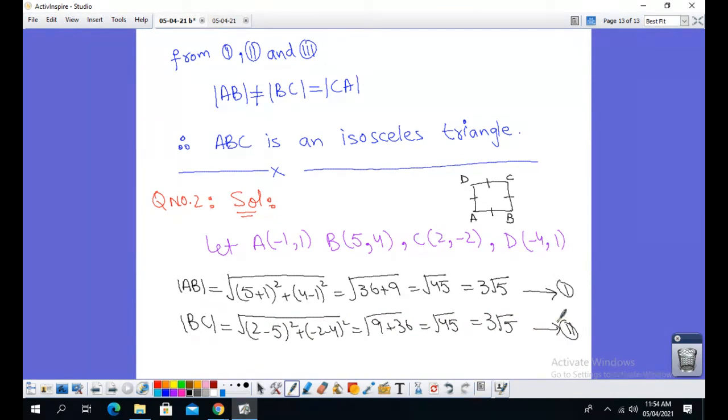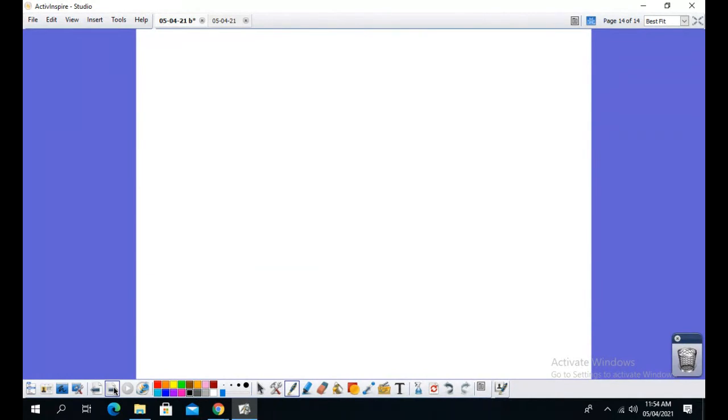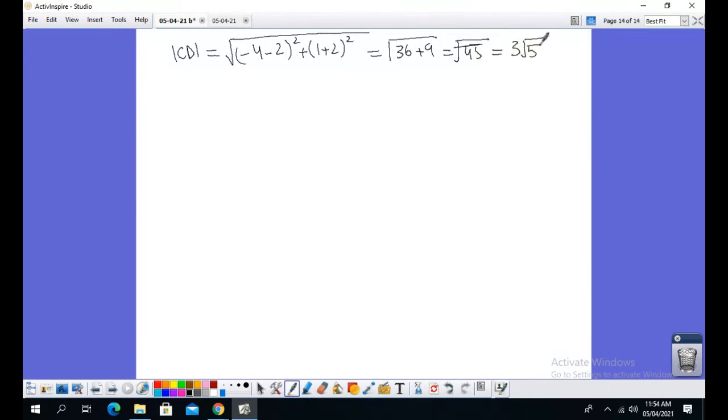On a similar pattern, when we move onward, first we took distance AB and then BC and now CD. The distance between C and D, we take x2 minus x1 plus y2 minus y1, that becomes 36 plus 9, which means square root 45, again square root of 45 means 3 square root 5. We call it equation number 3.